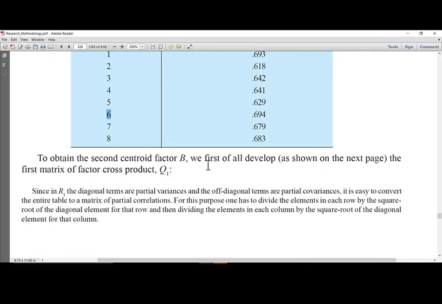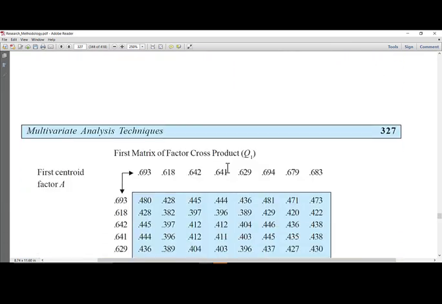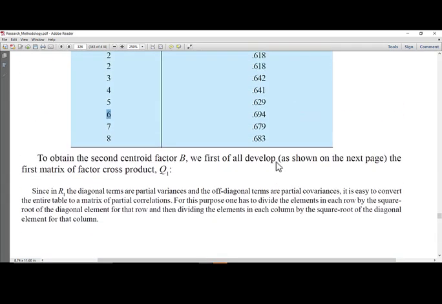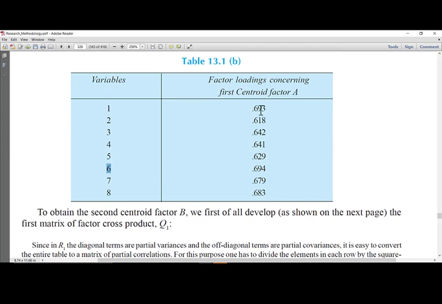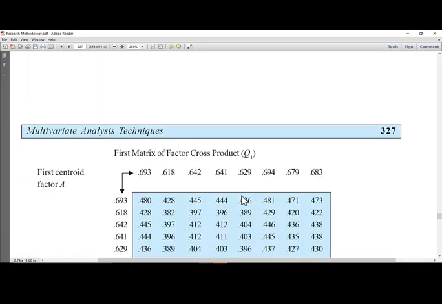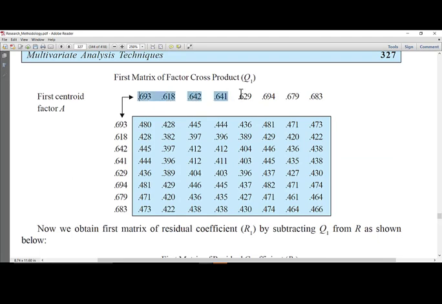Now, to obtain the second centroid factor B, we first of all develop the first matrix of factor cross product Q1. How Q1 is calculated, please see here. This is the first centroid factor corresponding to these variables, with values 0.693 up to 0.683, and the same are written here column wise. And now how this matrix of factor cross product Q1 is obtained, that is like this.